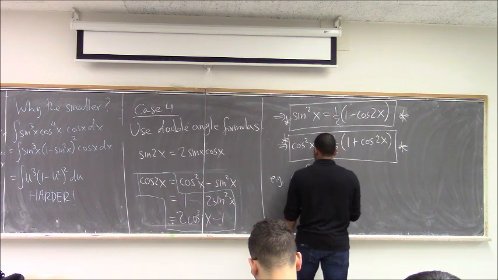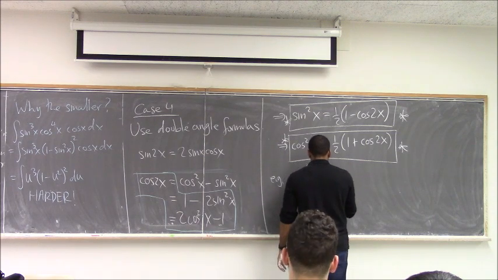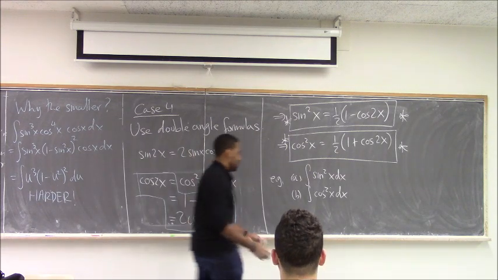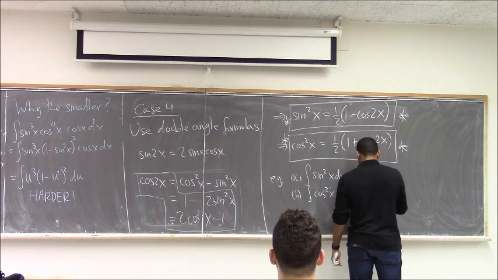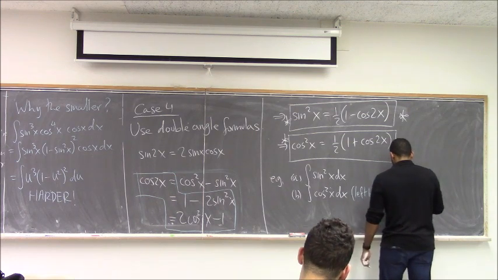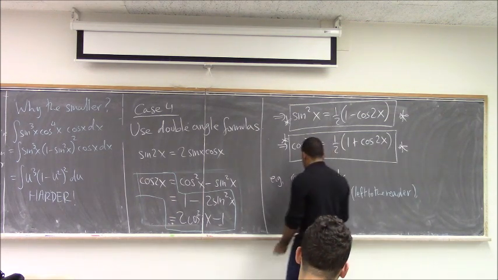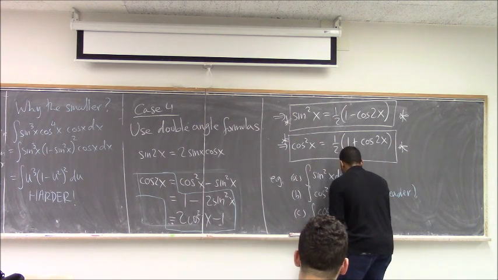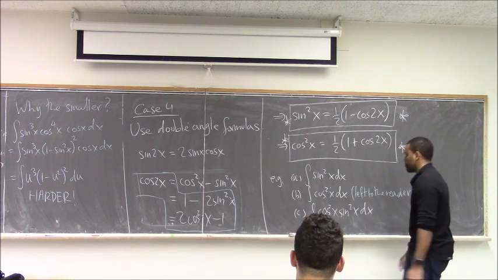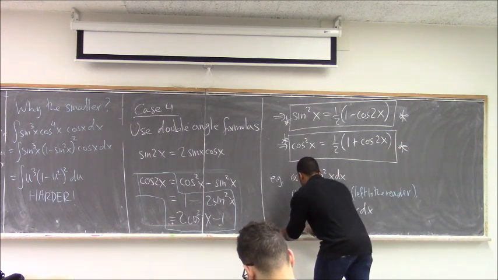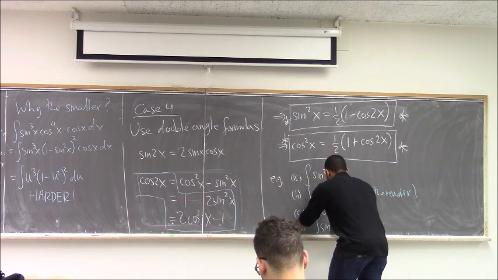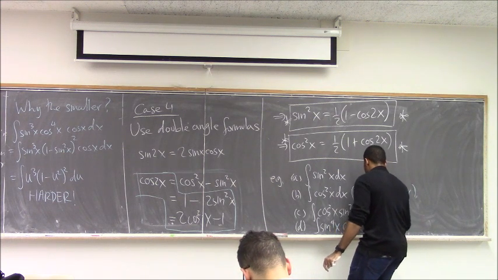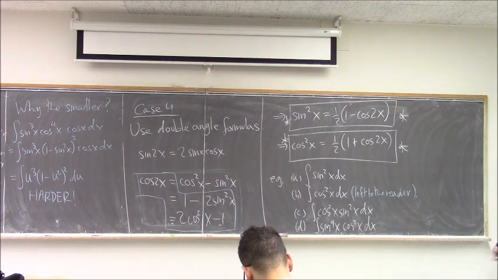How would you integrate sine squared? How would you integrate cosine squared? And if I show you sine squared, I'm not going to show you cosine squared. It's silly. Left to the reader. Let's see. What if I have cosine squared times sine squared? What if I have sine to the 4th cosine squared, etc.